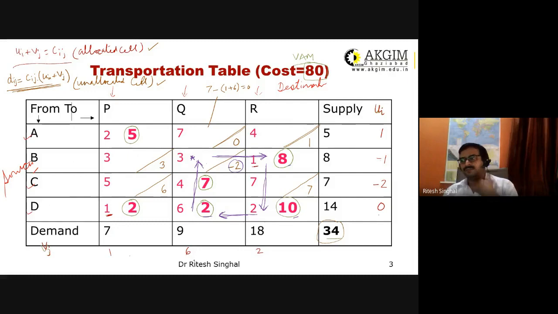So we can start with this cell. We have to add some units here. We have to subtract some units from here. We have to add some units here. We have to subtract some units. So alternatively, we should place plus and minus signs starting with the plus sign. So first start with plus sign, then negative sign, plus, and then negative.